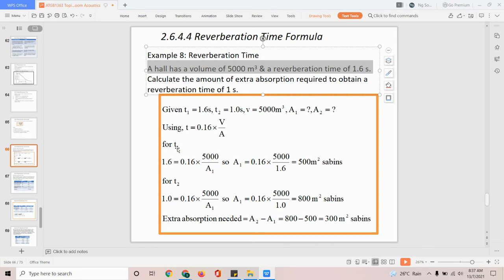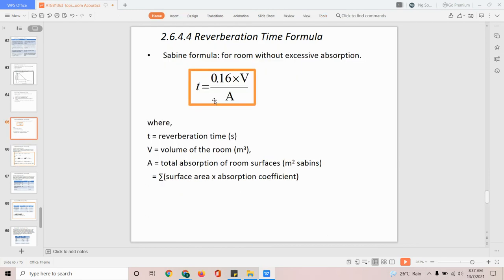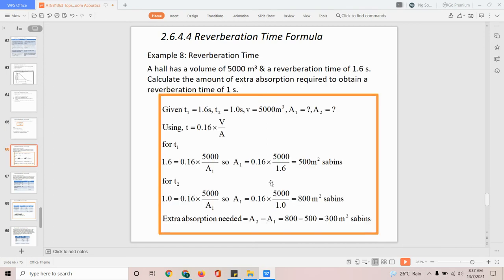So for the first T, in this hall with a reverberation time of 1.6 seconds, you first need to find out what is the area of extra absorbent. Because A is the total absorbent of the room surface, by the nature of things, the room will already have absorbent inside it.